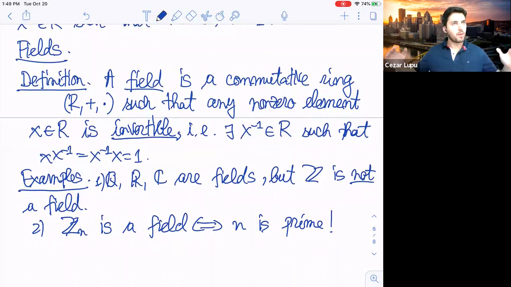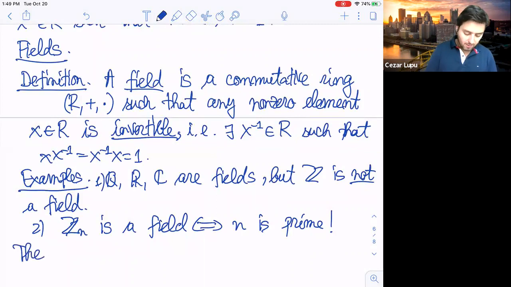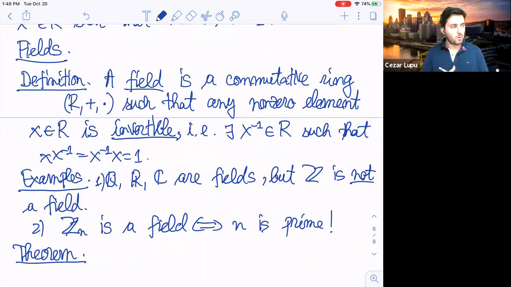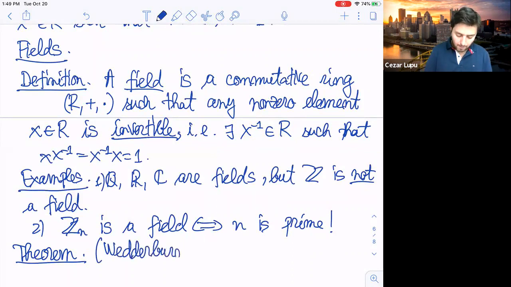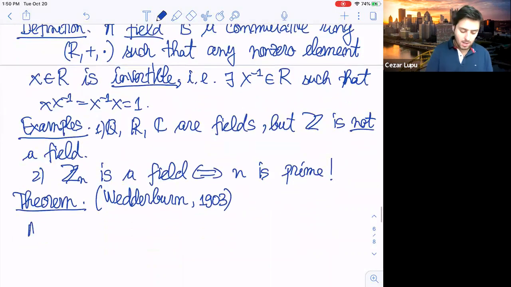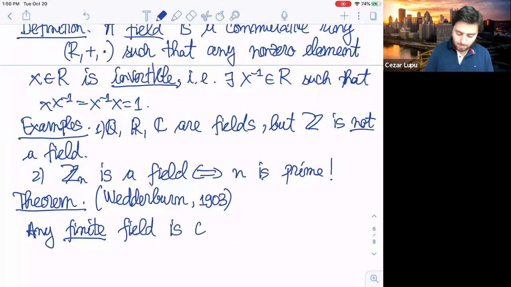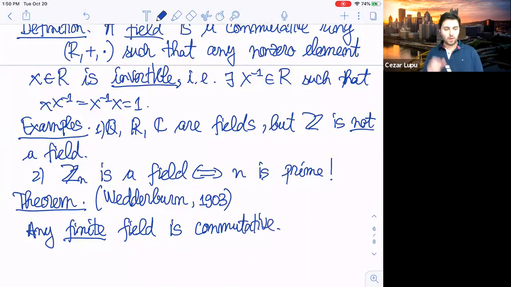All right, and now let me put everything in a nutshell. There is this amazing theorem. Probably you're wondering what's going on with the commutativity in a field. Well, there's this theorem of Wedderburn. I think it's 1905 or something like this. But anyway, any finite field is commutative. You learn this in the foundations too. So any finite field you have, it's commutative.